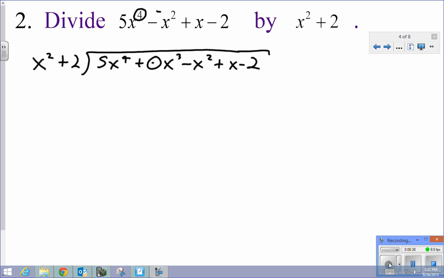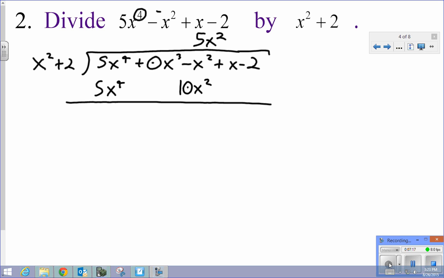So first thing I do is, again, I kind of cover up my plus 2, and I think x squared times what is 5x to the 4th, and that's going to be 5x squared. So after I take that away, I multiply that through. 5x squared times x squared is 5x to the 4th. And 5x squared times 2 is 10x squared. So because it's a 10x squared, I'm going to line it up here underneath my x squared term.